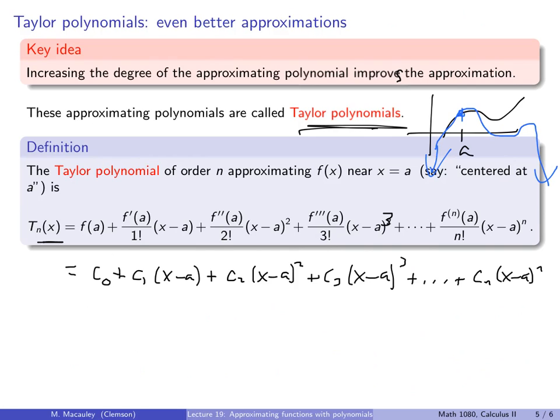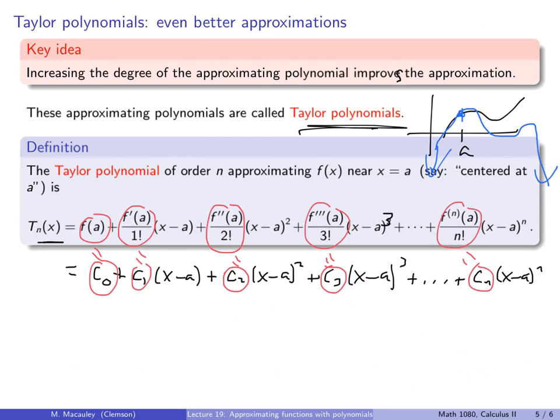So the idea, where this definition is coming from, is the fact that these things are equal. This mystery polynomial that we're looking for, that's the value of c0. That's the value of c1. That is the value of c2, and so forth. That is equal to c3, and that is equal to cn. And let's think about why that's true.